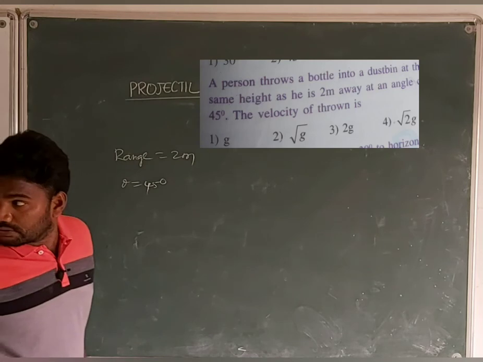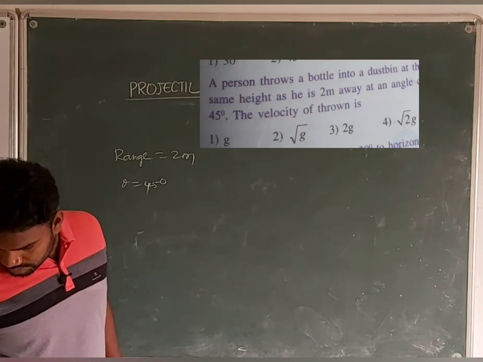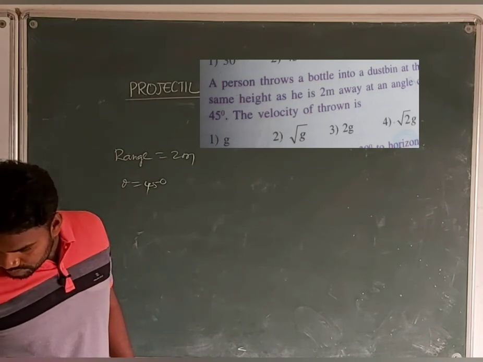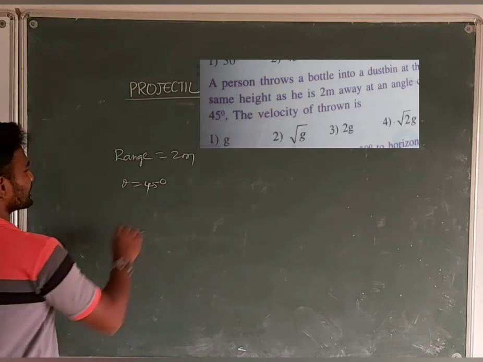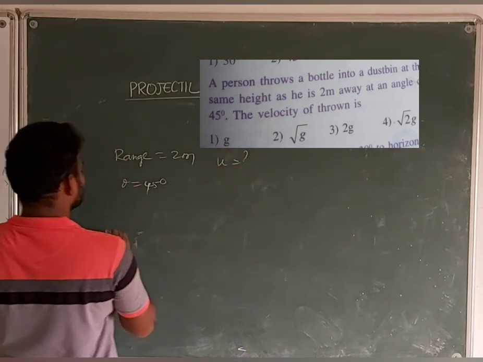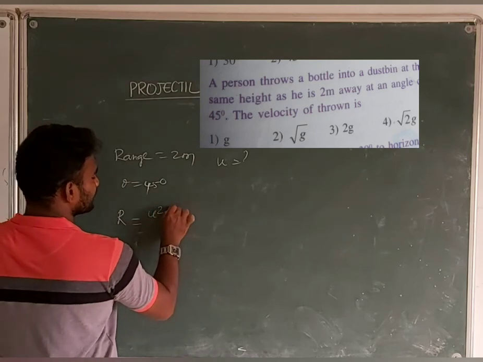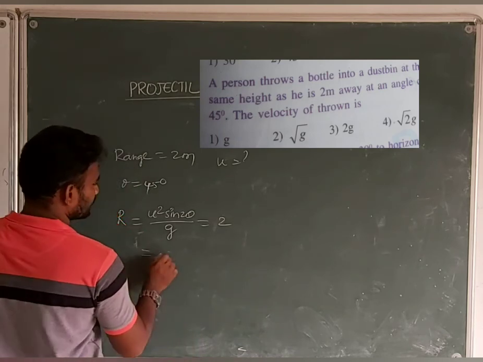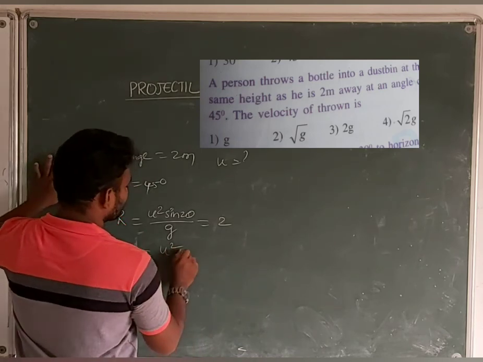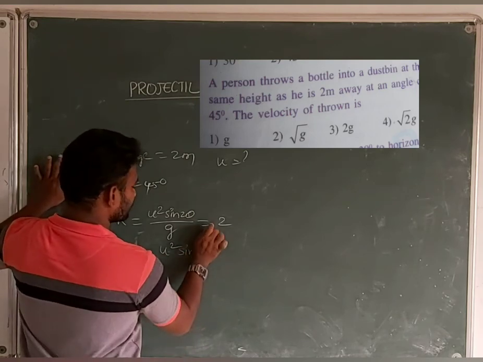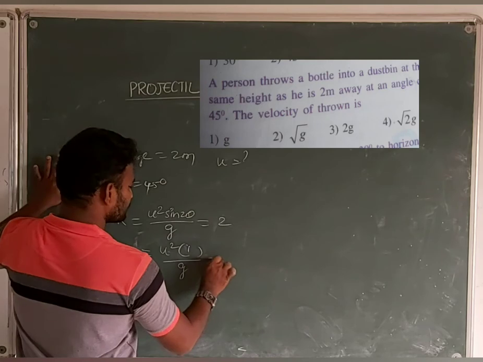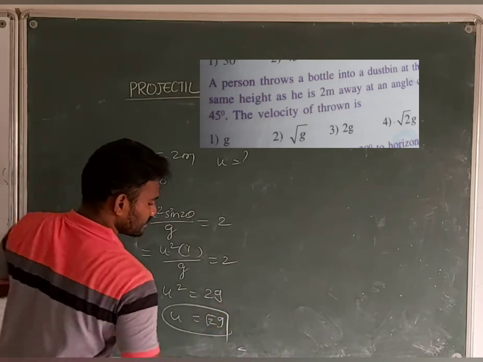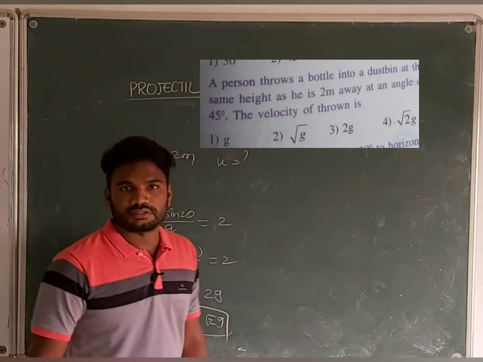Then what are they asking? Check it here. Theta is equal to 45 degrees. What are they asking, students? The velocity of throw is dash. So they are asking the initial velocity. How can you find the initial velocity? Range is equal to u square sine 2 theta divided by g is equal to 2. Now sine 2 theta means sine 2 into 45, sine 90, which becomes 1. So u square by g is equal to 2. So u square is equal to 2g. U is equal to root 2g, students. So this is how we get the initial velocity, students. Thank you.